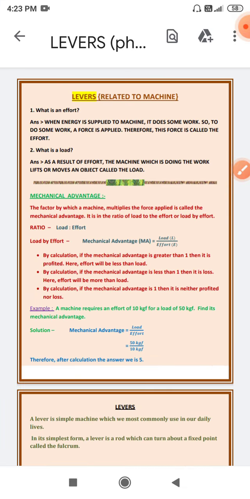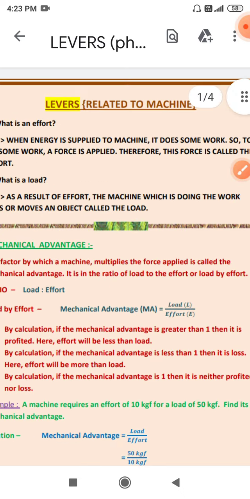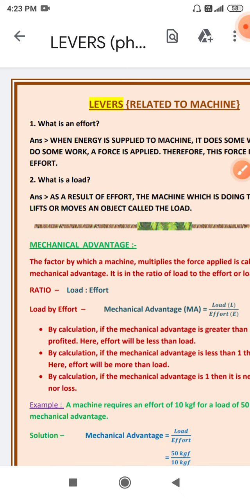Now a quick recap of the first two important things: effort and load. Effort is the energy that we are putting into the machine, and load is the output we are getting from the machine, or the work processed by the machine.